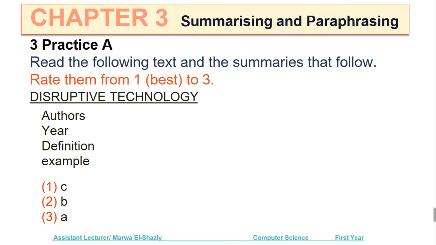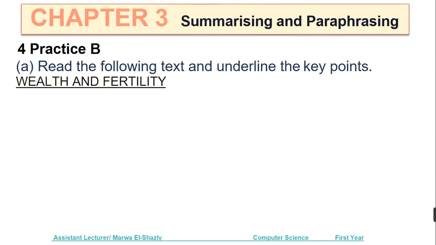طيب practice B, read the following text and underline the key points. Wealth and fertility، هو هنا الباسج دي بتتكلم على المعدل بتاع المواليد والويلث او الثروة بتاعت كل country.